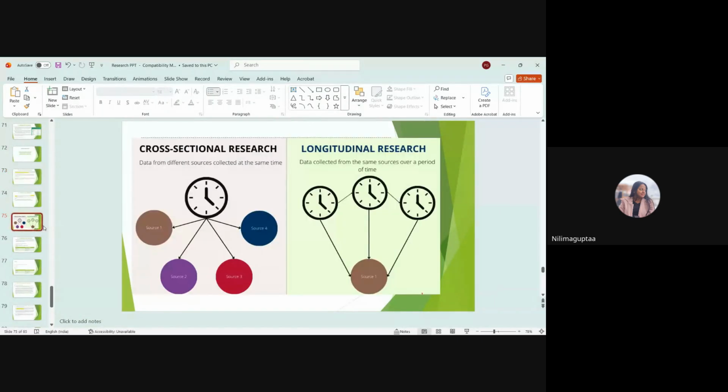Now, to understand it in a very simple way, whatever I've told you, this image, I think, will explain you everything. Cross sectional, at the same time, you are checking all those 4 groups: source 1, source 2, source 3, source 4, all different age groups. In longitudinal, your source group is 1, but time is changing. Clear? I hope this picture makes it very easy for you to remember. Perfect.